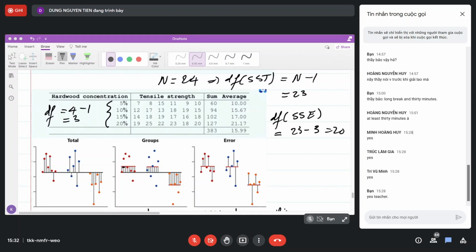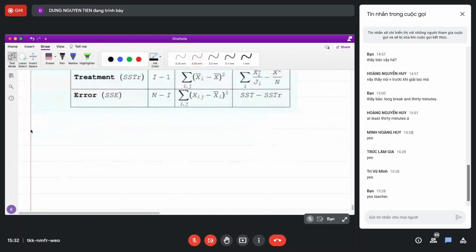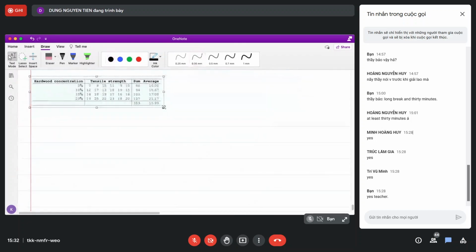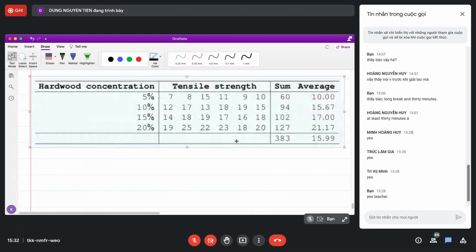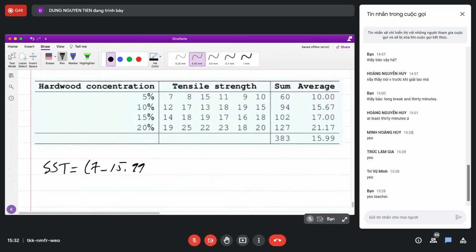So let's go back to our data set. This is the one we get, and we can find the SST. What is SST, by the way? SST is (7 minus the grand mean, 15.99) squared, plus, and so on up to (20 minus 15.99) squared, the grand mean all squared.